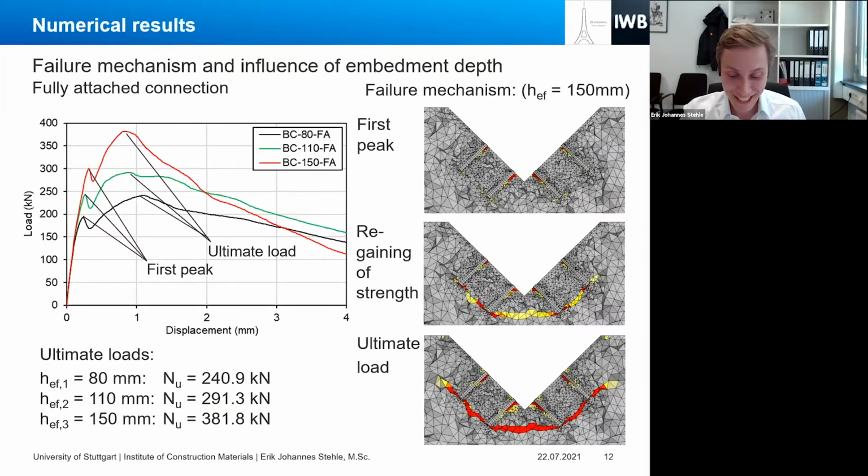It can be seen that with increasing embedment depth, the behavior in the second phase becomes markedly stiffer. And also in the post-peak behavior, for larger embedment depth, the behavior is more brittle.